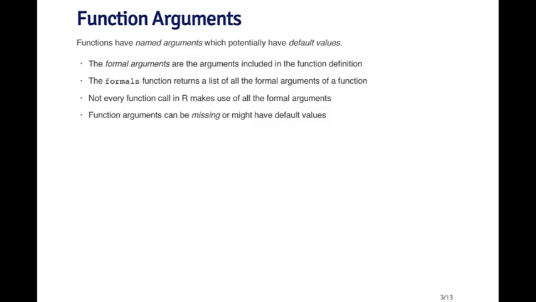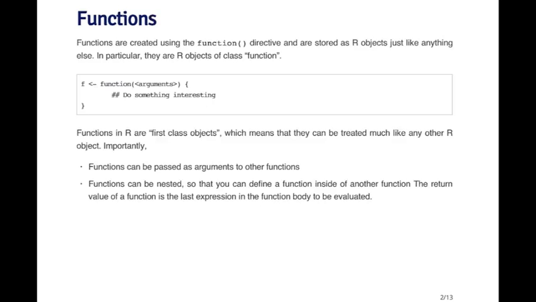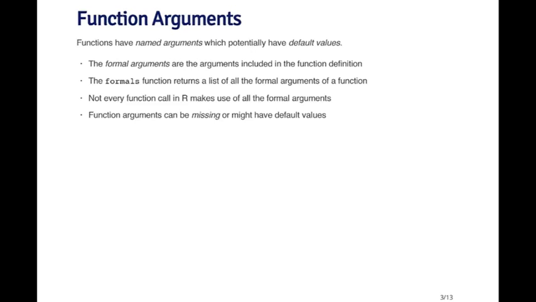First of all, there are the formal arguments, which are the arguments that are included in the function definition. If you go back to the previous slide, the formal arguments are the ones included inside this function definition here. The formals function takes a function as an input and returns a list of all the formal arguments of a function. Not every function call in R makes use of all the formal arguments. For example, if a function has 10 different arguments, you may not have to specify a value for all 10 of those arguments. Function arguments can be missing, or they may have default values that are used when they're not specified by the user.